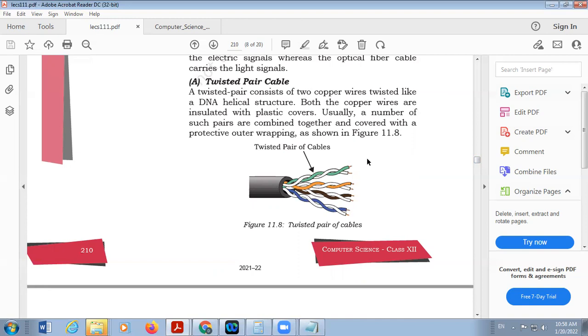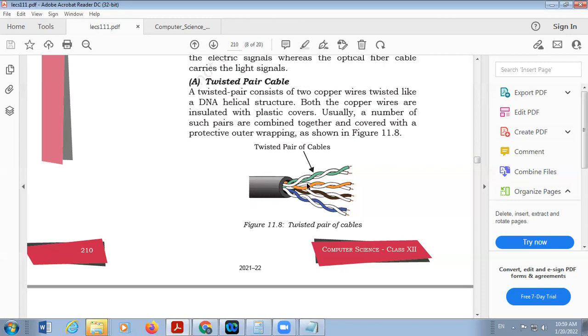Inside the plastic clip there are four different pairs. A pair means two copper wires twisted with each other. So twisted pair consists of copper wires twisted like a DNA, just like the DNA structure. Both of the copper wires are covered with insulating plastic. So these wires have a plastic cover and come in different colors. A number of such pairs are combined together and covered with a protecting outer wrapping.